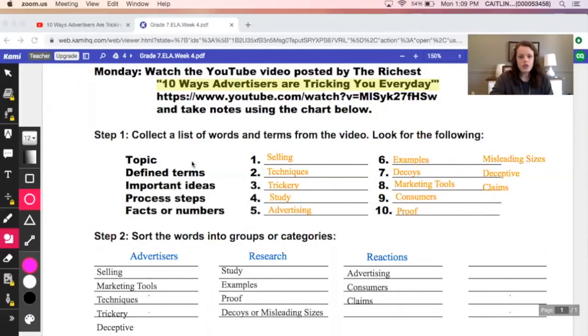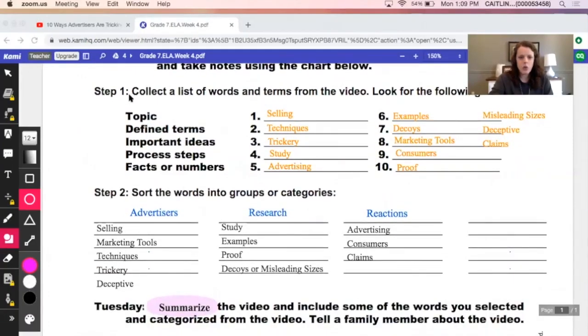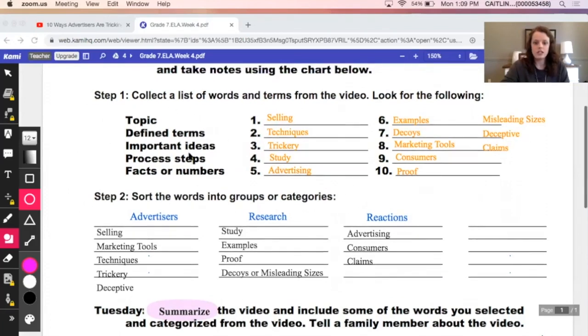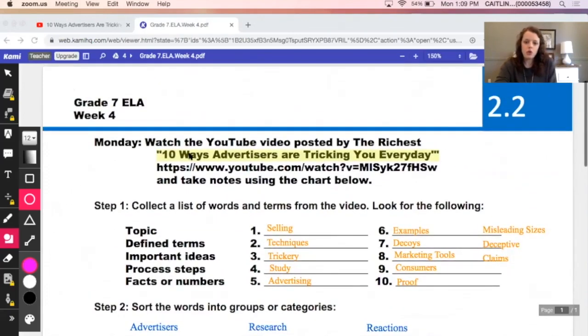I also used this list of words. It says, after step 1, it says to collect a list of words and terms from the video and look for the following: topic, define terms, important ideas, process steps, facts, or numbers. And those were really helpful in identifying some other words that were going to be important.